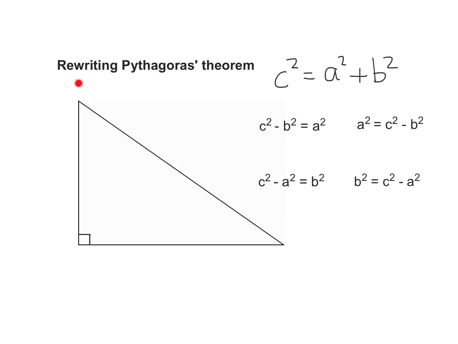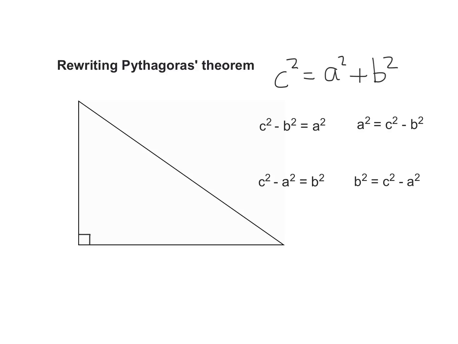Alright, we can actually rewrite Pythagoras' theorem, which is c squared, which is the subject on the left hand side, equals a squared plus b squared. Now if we wanted to find a squared, for example, we can move the b squared to this side of the equal sign, so therefore it would become minus b squared. So over here we have c squared minus b squared equals a squared, because we want to find a squared. So we can rewrite it if we want to as a squared equals c squared minus b squared.